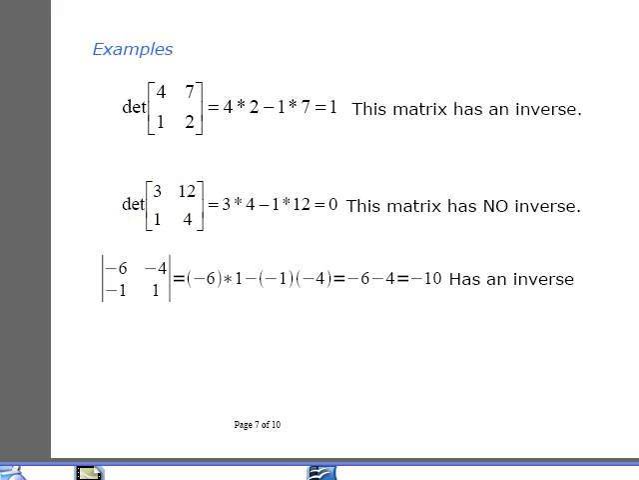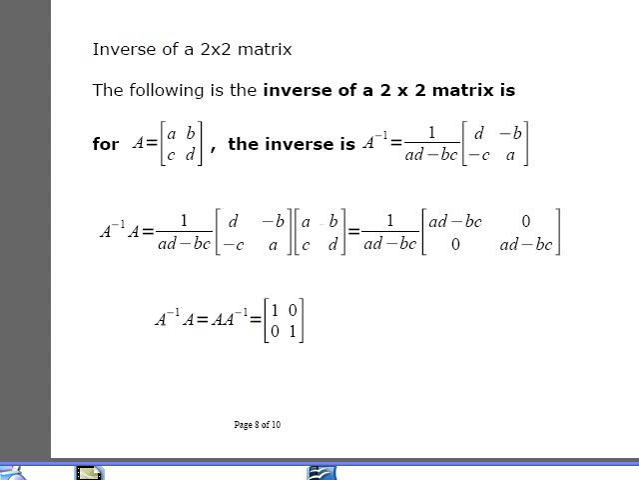So now look at the third example here, and in this case I used what look like absolute value signs or magnitude signs to take the determinant. This means take the determinant. That would be minus 6 times 1, and subtracting minus 1 times minus 4, and I get a negative 10. It has an inverse. I want to point this out, that even if that number is negative, it will still have an inverse as long as it's not 0.